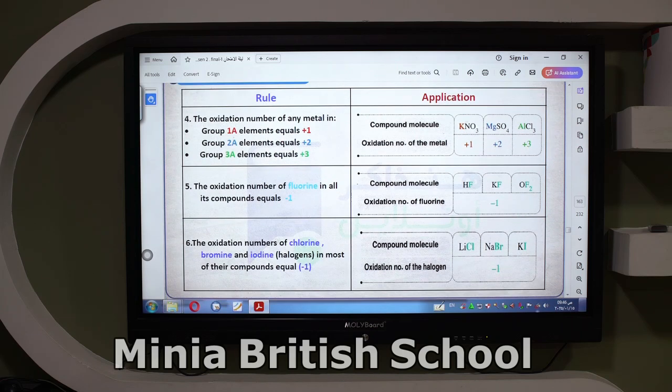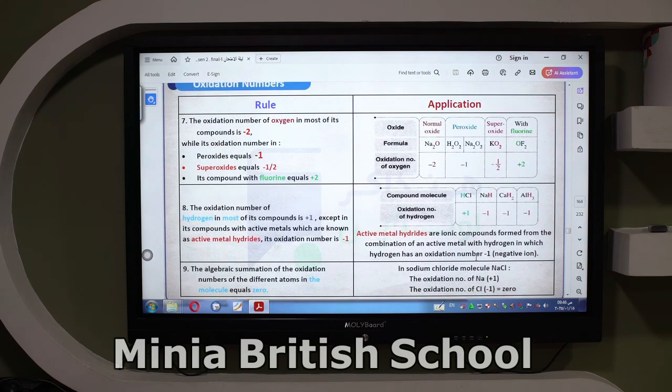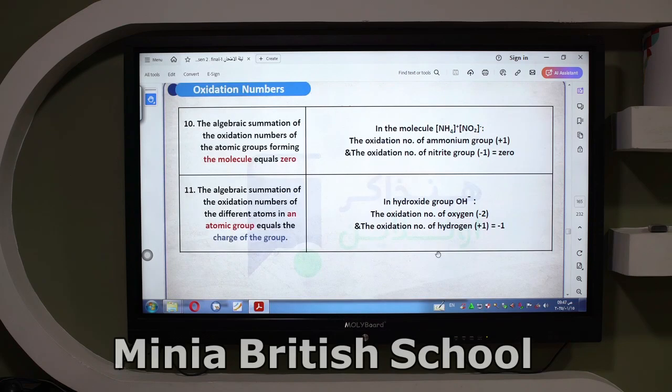So if we need to calculate for LiCl, we need to calculate the oxidation number of Cl. The whole compound equals 0, and we have Li, which is located in group 1A in the periodic table, so its oxidation number equals positive 1. Positive 1 plus X, which is Cl, equals 0, so Cl will equal negative 1. In this way, we can calculate the oxidation number of any atom in any compound. We have peroxides and superoxides, with fluorine and oxygen, and we can calculate them the same way.